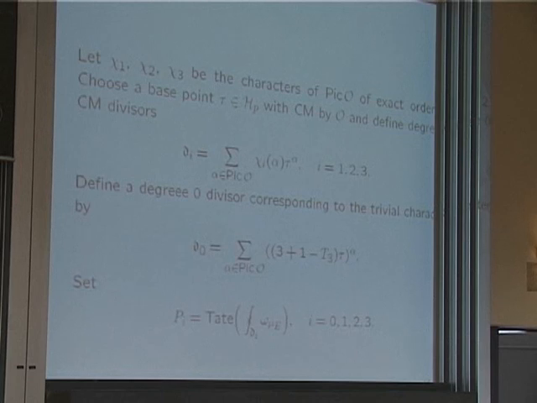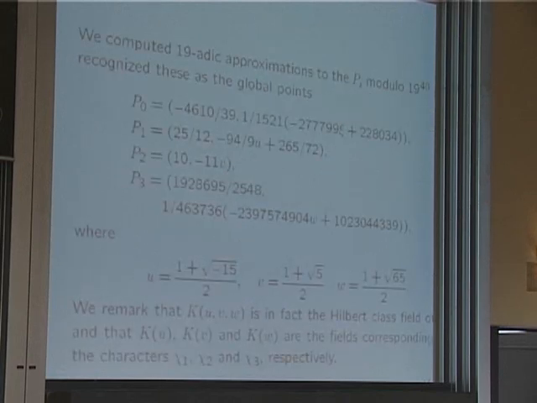And if I set pi equal to the image under the Tate uniformization of the corresponding multiplicative integrals over these degree 0 divisors, and carry out the process I tried to describe a moment ago or in the last half hour, then one can compute these 19-adic approximations, which can be recognized as these global points, which live in the Hilbert class field of Q of root minus 195. So this gives you a nice rank for the Mordell-Weil group.